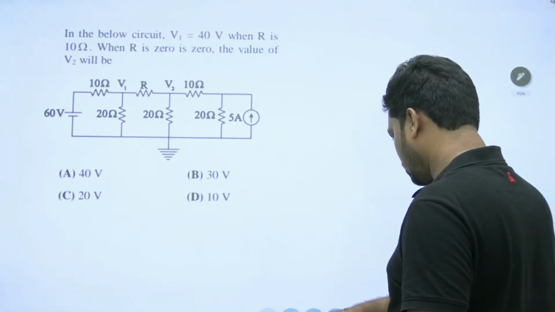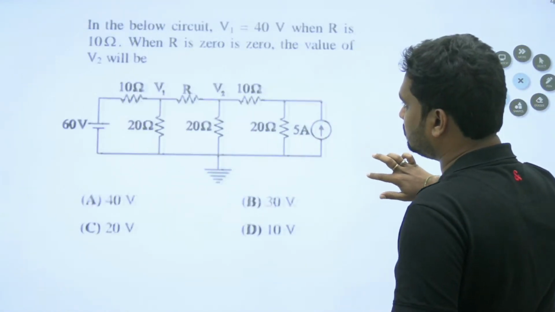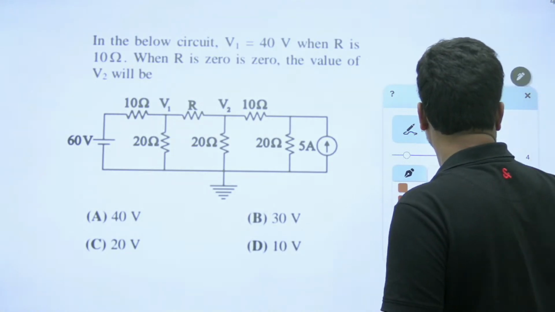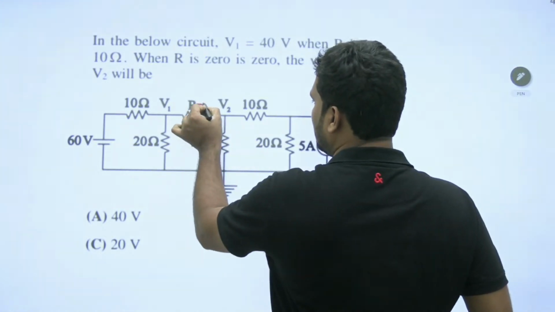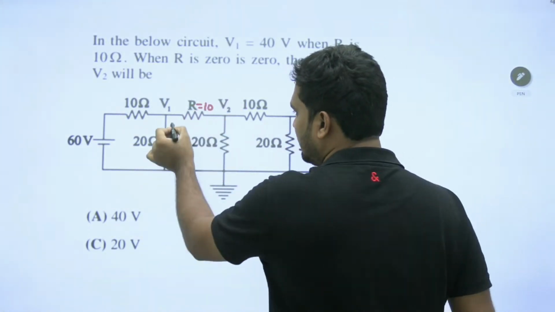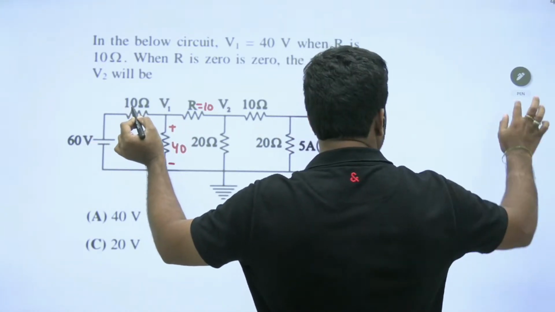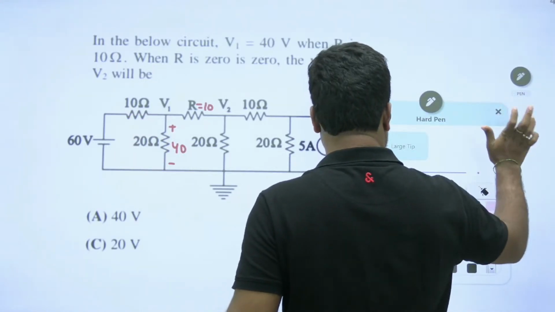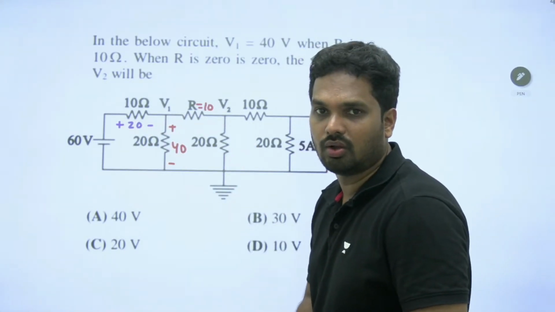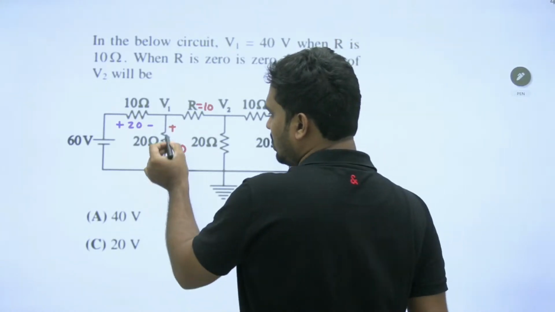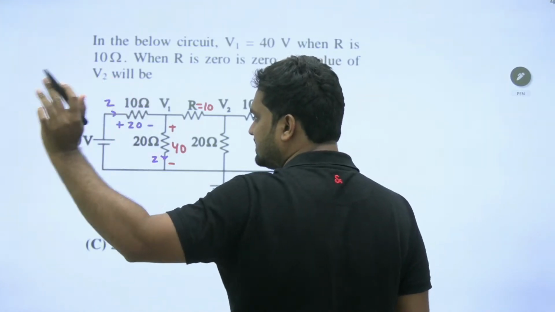Okay, let me solve in an easiest way. Okay, when r equal to 10, right? He said this is 40. By KVL, if it is 60 and 40, what is this value? This must be 20. Accepted? Yes or no? Okay, right. Then what is 40 by 20? 2 amperes. What is 20 by 10? 2 amperes. KCL चाचा को बुलाओ.